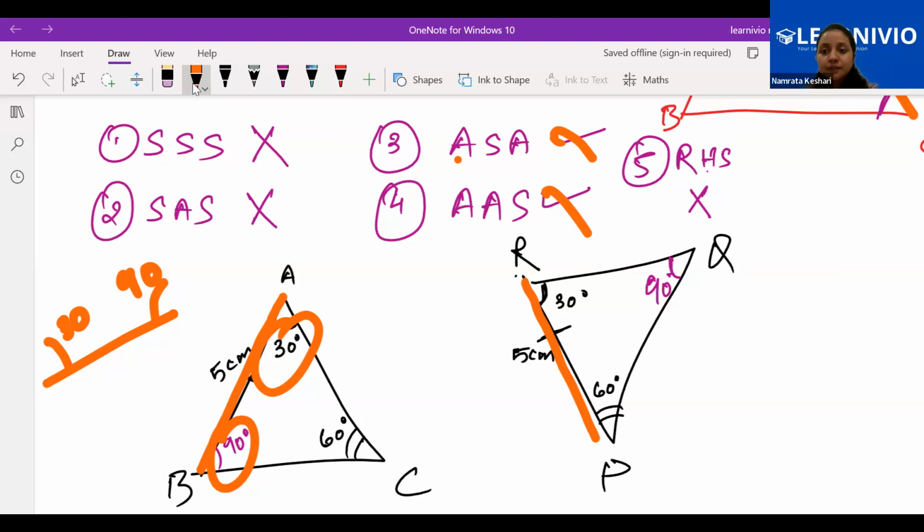Getting it? Everyone getting it? Yes, ma'am. So this type of question you will also encounter, where data is given but not in a well-mannered way. These two triangles are not congruent with each other. Okay, let's continue.